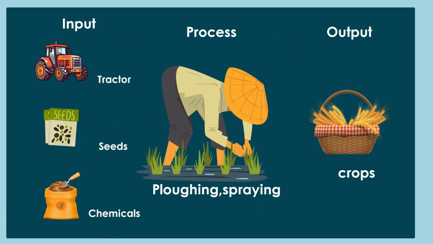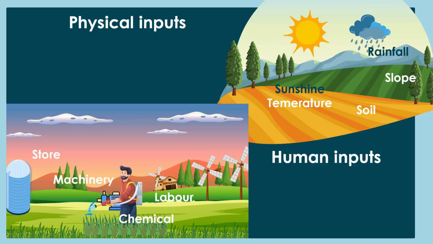Let's see what are the input, process and output for agriculture. So the inputs, as shown in the figure, are tractor, seeds and chemicals. Process involves plowing and spraying and the output is crops. Let's see two types of inputs. One is physical inputs, which are rainfall, slope, soil, sunshine and temperature, and the human inputs such as machinery, labor and chemicals. So these are the different types of inputs which are required for agriculture.